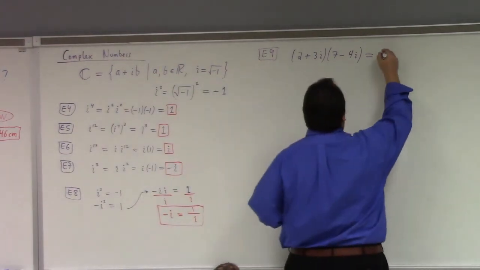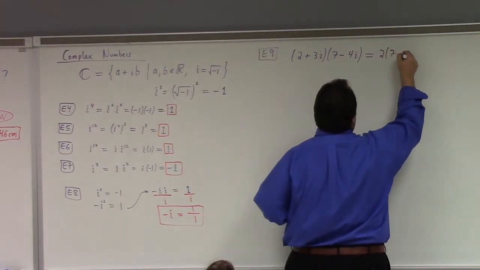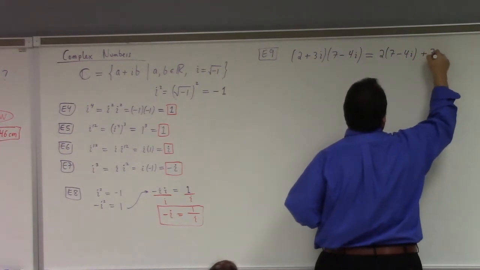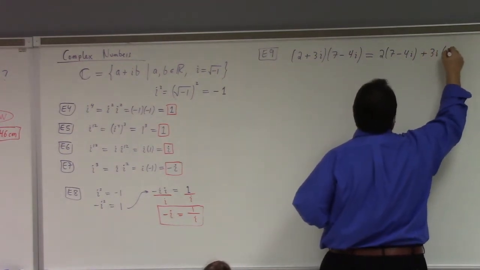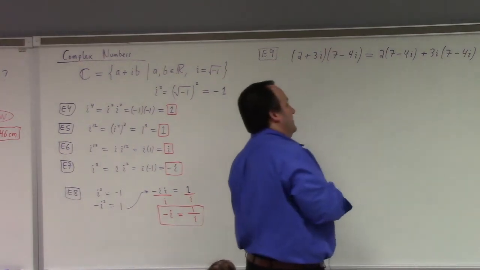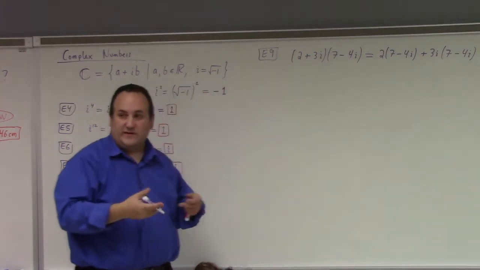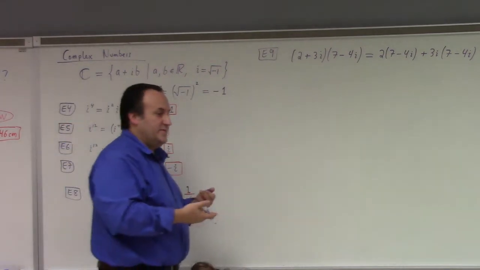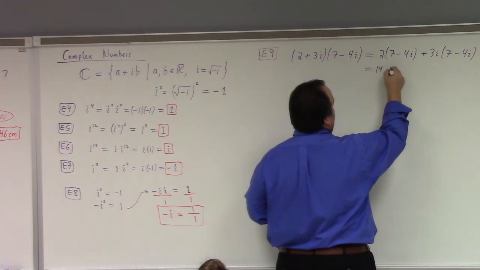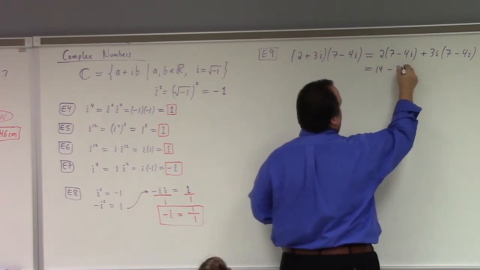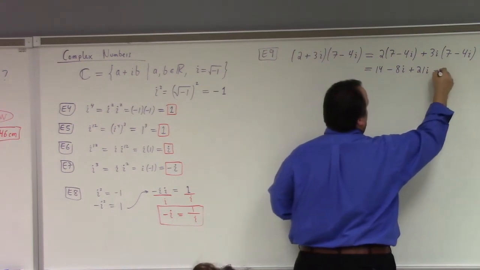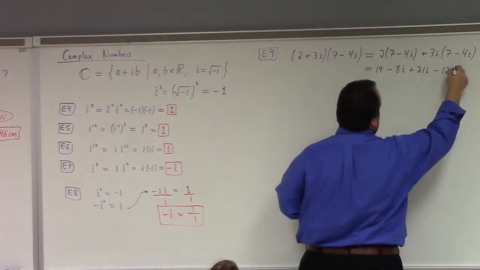So here we have 2 times 7 minus 4i plus 3i times 7 minus 4i. That's the distributive property. So what I'm currently doing is just FOILing it out, basically, okay? So let me finish that. We've got 14 minus 8i plus 21i minus 12i squared.